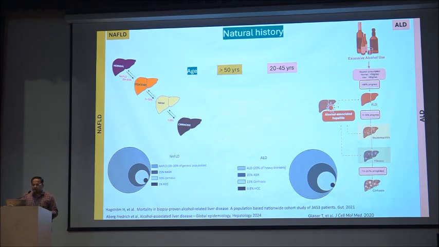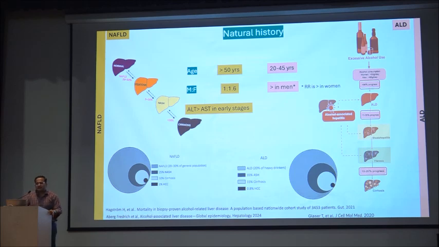The differences between them: the age of presentation is above 50 years in NAFLD, and around 20 to 45 years in alcoholic liver disease. In some studies they have shown a slightly female preponderance in fatty liver disease. In alcoholic liver disease, men develop more because men drink more; otherwise, relative risk is higher in women who drink at equal levels. In the initial stages, ALT is seen higher than AST in NAFLD or MAFLD. But alcoholic liver disease patients usually present with an advanced presentation and advanced liver disease.